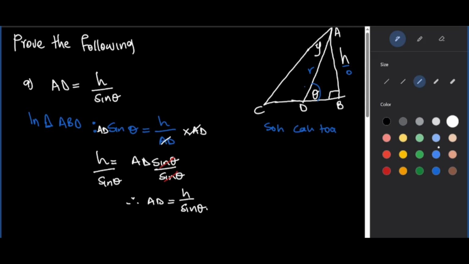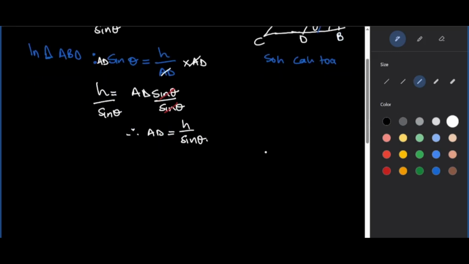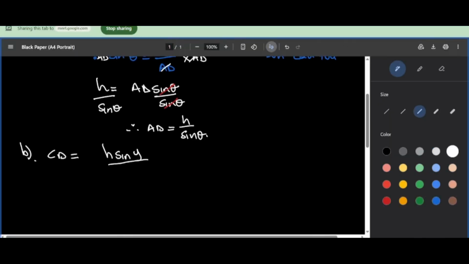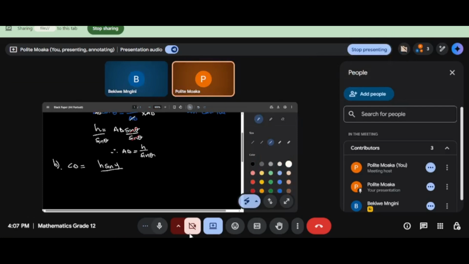All right, so now the next question, which is number B. Let's see what they want us to do. Prove that CD is equal to h sine of y, right? And we divide this. Just give me a second, okay? Okay, sir.